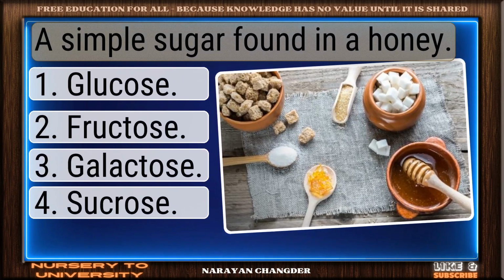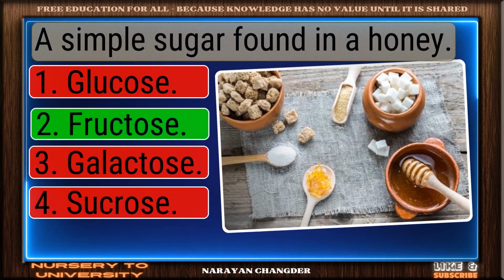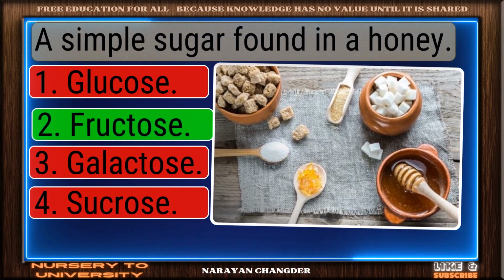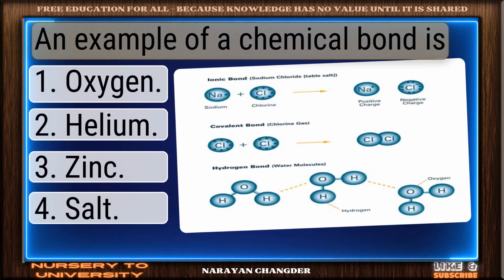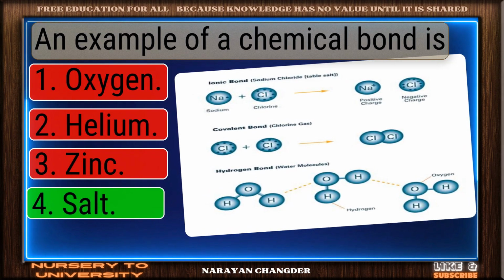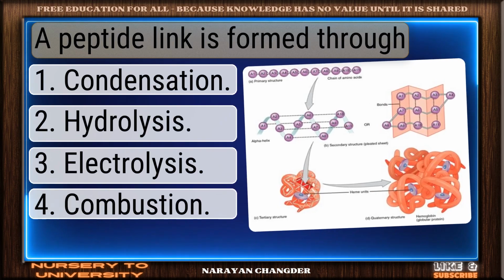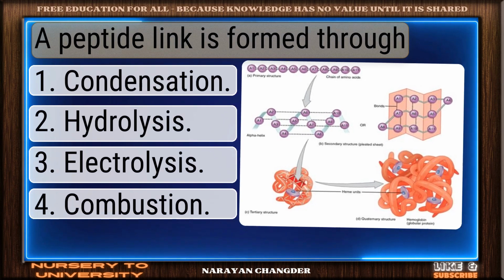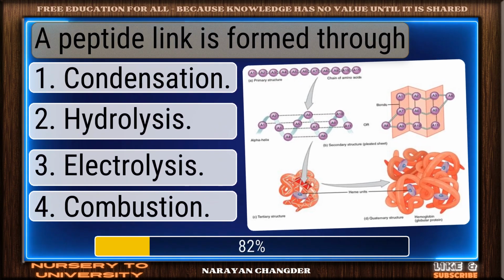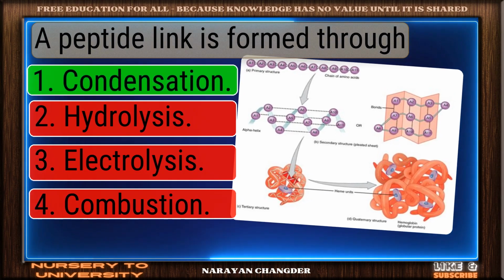A simple sugar found in honey. Bravo, fructose is the answer. An example of a chemical bond is... Clear logic. Your choice, salt, is sound and 100% true. A peptide link is formed through... On track, condensation is the correct answer.